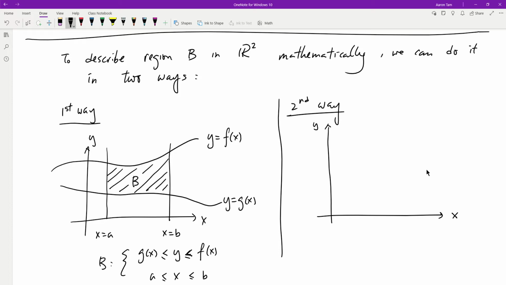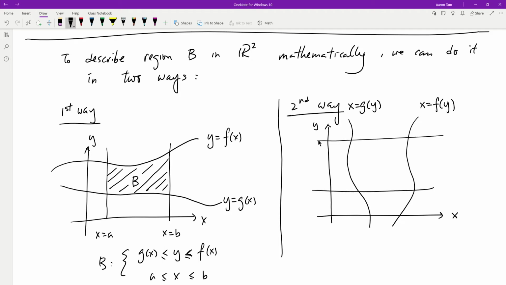Instead of talking about two curves that go left to right, one on top of the other, you can talk about two curves that go up and down. When they're up and down, they are called x equal to. So I'm going to say x equal to g of y and x equal to f of y. And for y values, I like to call this y equal to d on the top and y equal to c on the bottom. And so these become region B.